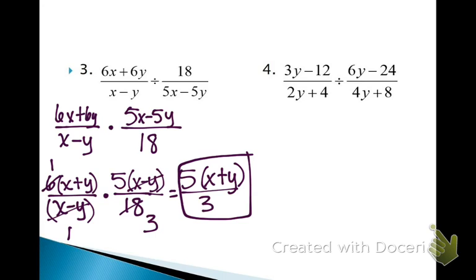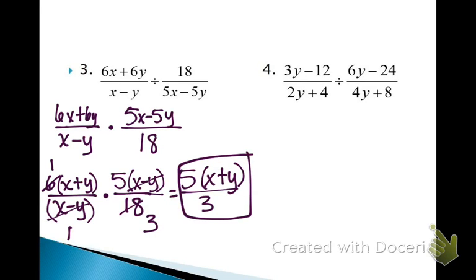Questions about number 3? All right, why don't you try number 4 if you have not already done so. Remember, the first thing you should do is switch it to be a multiplication problem. Do not start factoring before you do that. You might get tempted to cancel out things that you shouldn't. So just do your first step of rewriting it as a multiplication problem first.